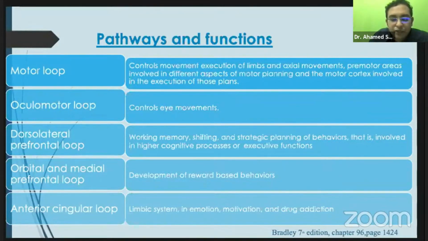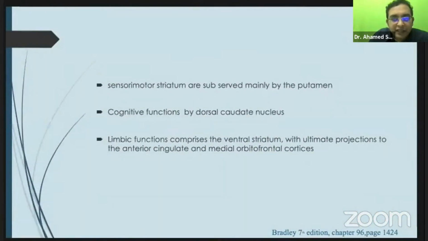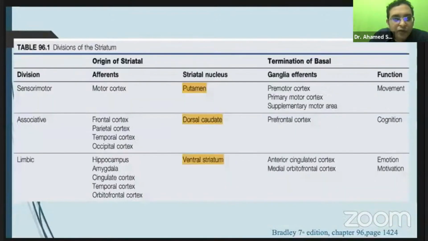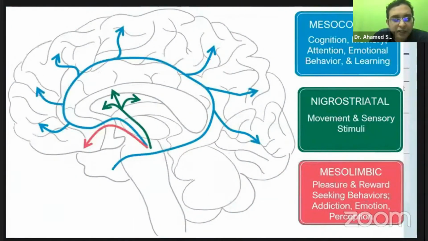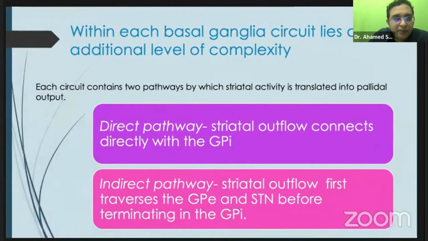We actually have 5 circuits, that is 5 loops and 3 divisions, and they pass through putamen, caudate, and the striatum. That is all you need to know, because that is actually changing. That is actually a new concept. So direct pathway is the pathway which occurs from the striatum to the globus pallidus interna. And what passes from striatum to globus pallidus externa, then reaches the interna, is otherwise called the indirect pathway.